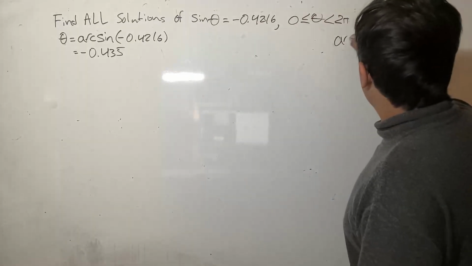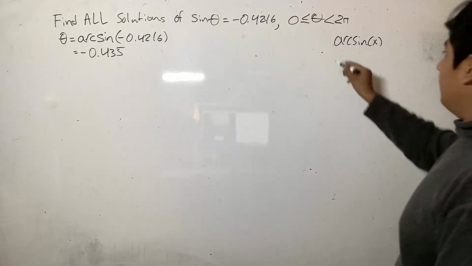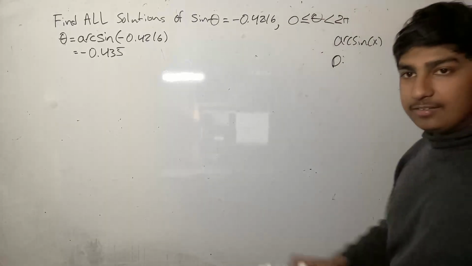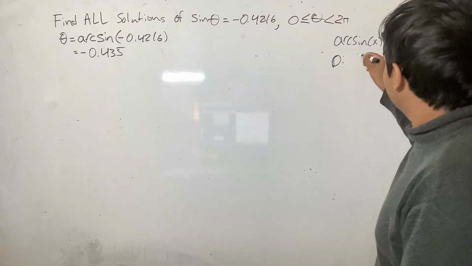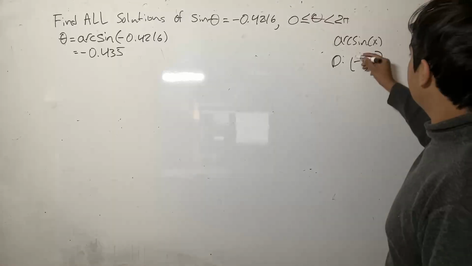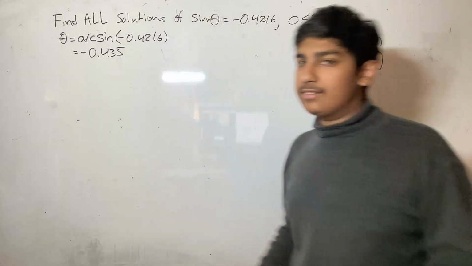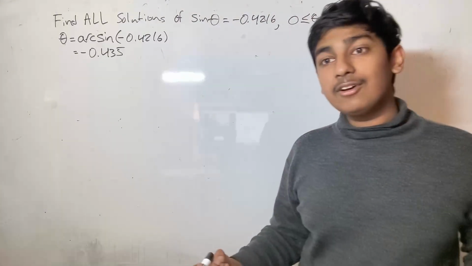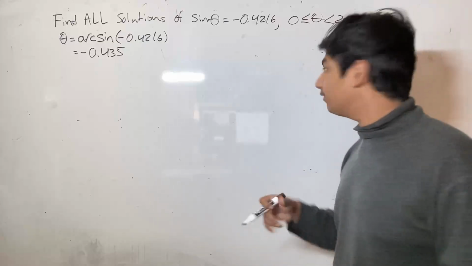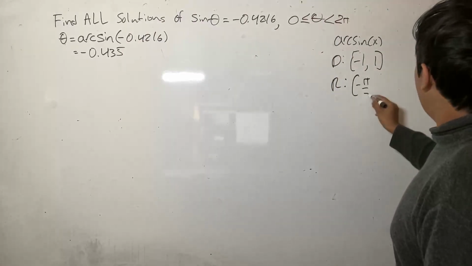Because recall, the range of arcsine is from, let me draw here, arcsine of x. Our domain, which hopefully you should know because it's the range of the sine function, is negative 1 to 1, because remember the domain and the range flip. But then here our range, which is of course restricted, is not the domain of the sine function, which is the real numbers. No, I just told you guys that we restricted it to negative pi over 2 to pi over 2.